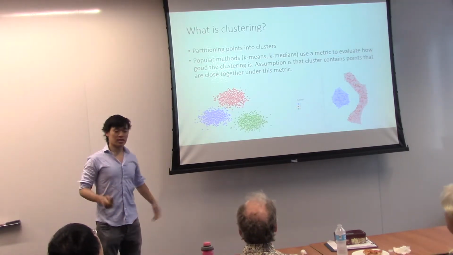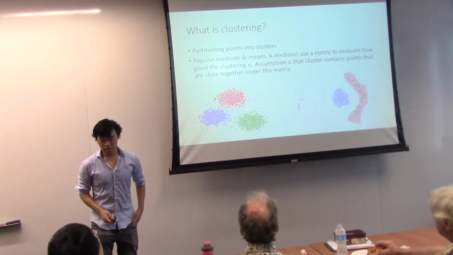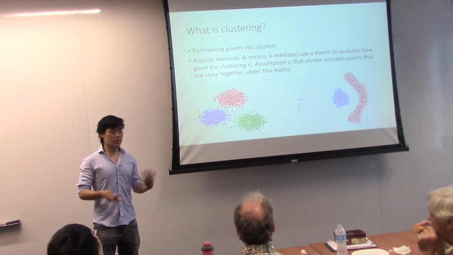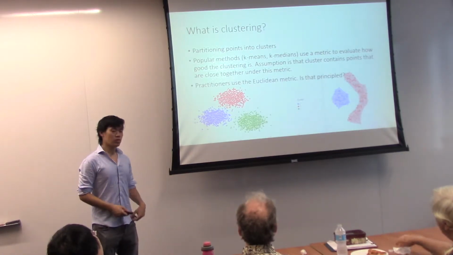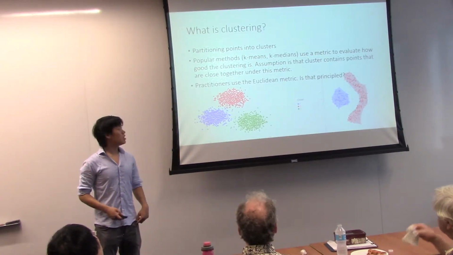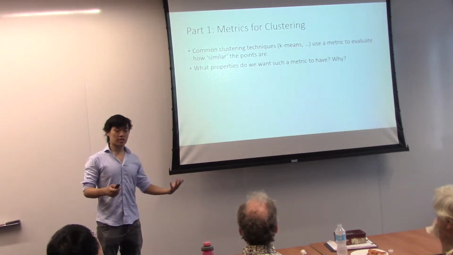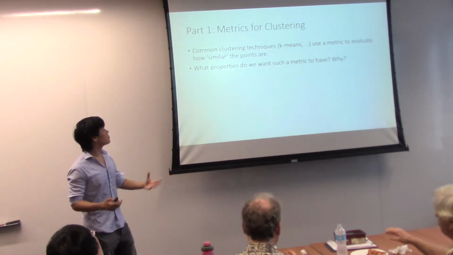So there are popular methods like k-means, k-medians, for those of you who have heard of those, that use a metric under the hood. And the metric weights how close the 2 points are. Normally practitioners use the Euclidean metric. And we will be going through a quick exploration for when that Euclidean metric seems to break down.